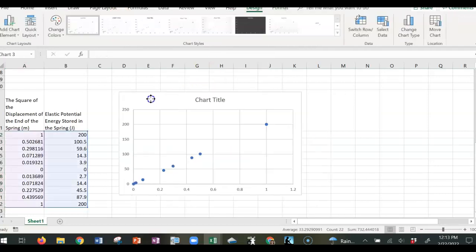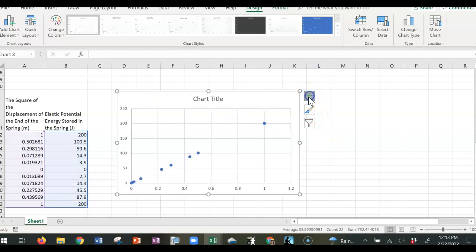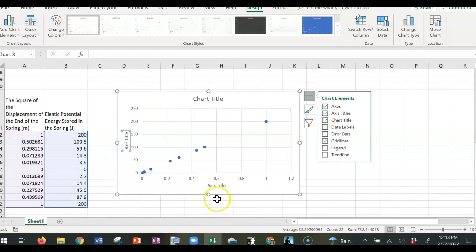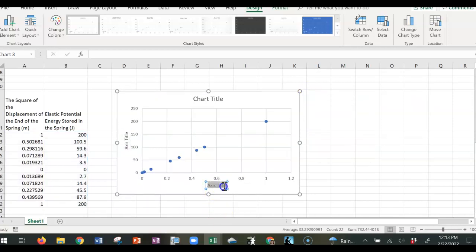And look, it's beautifully linear. That's what we were trying to do. Let's put some axis titles on it. Now on the x-axis, it's no longer the displacement. It's the square of the displacement of the end of the spring. So now this is in meters squared, not just meters.